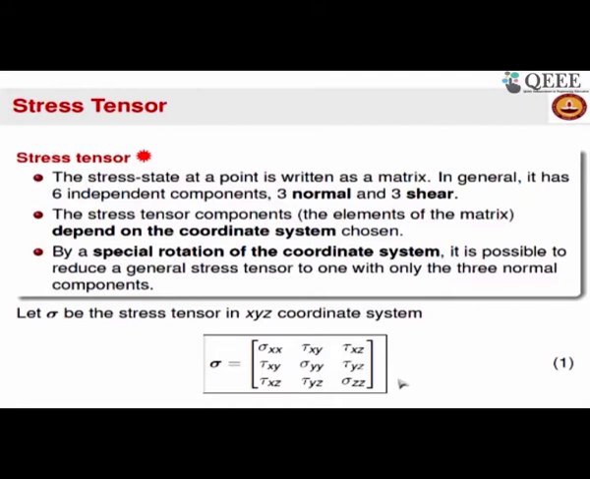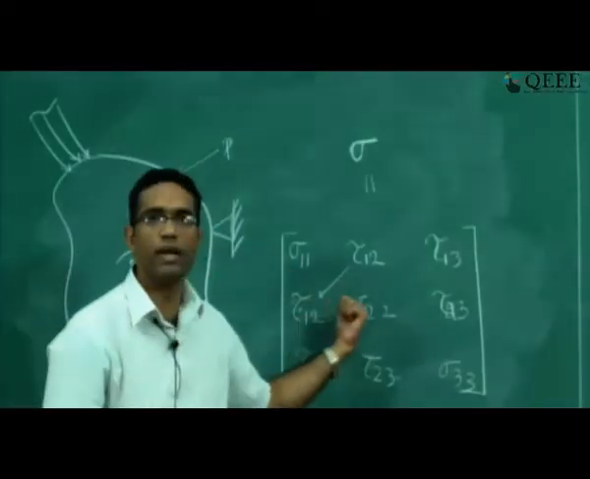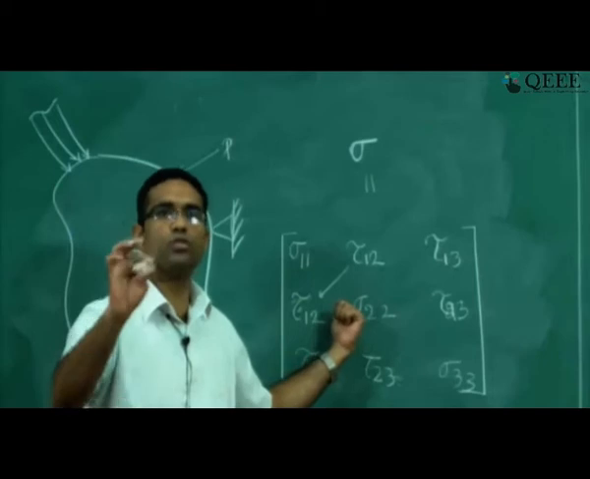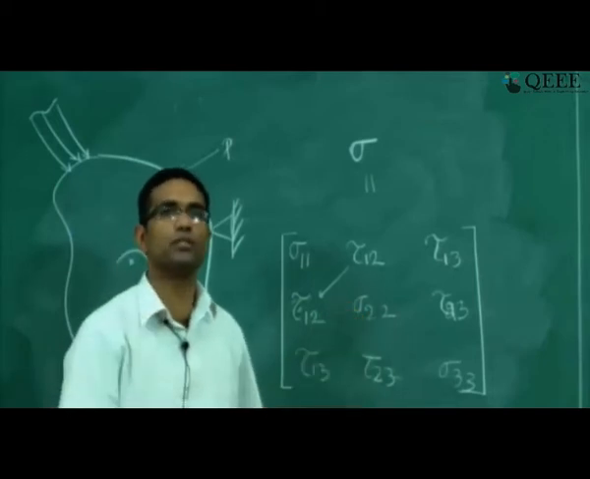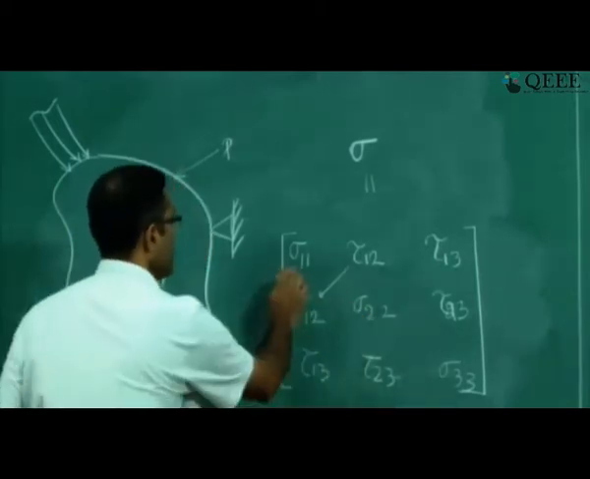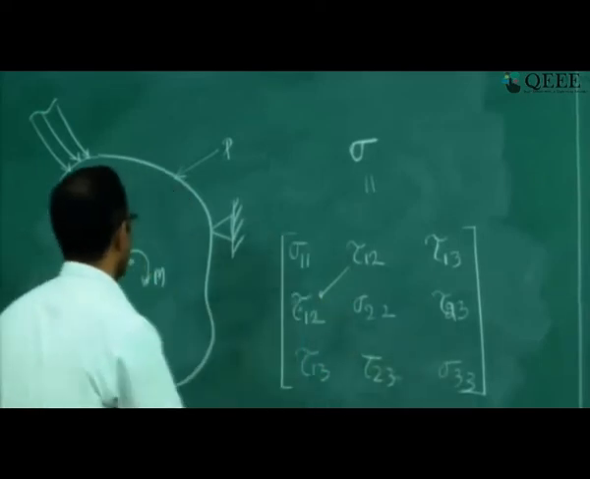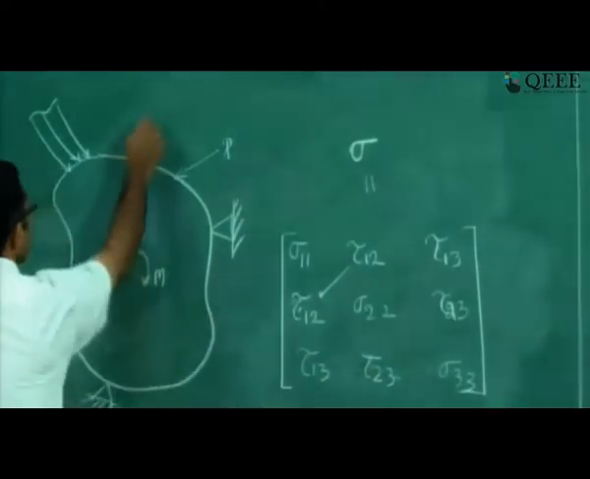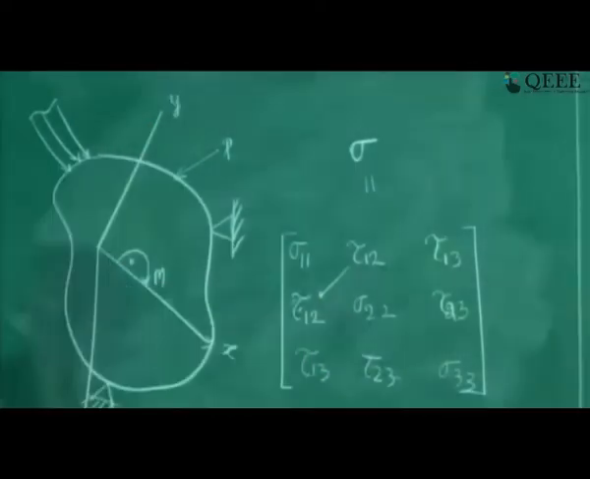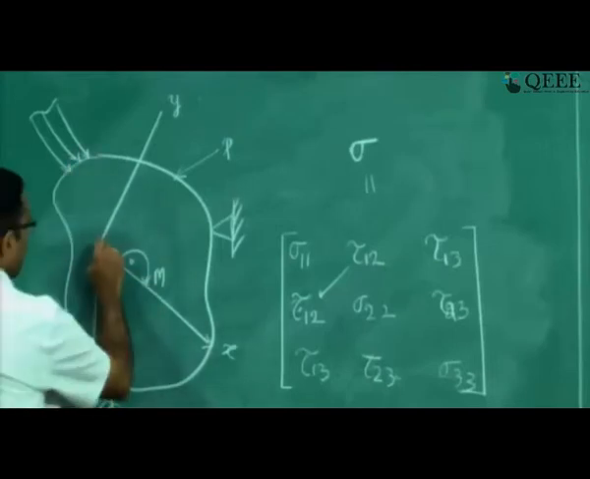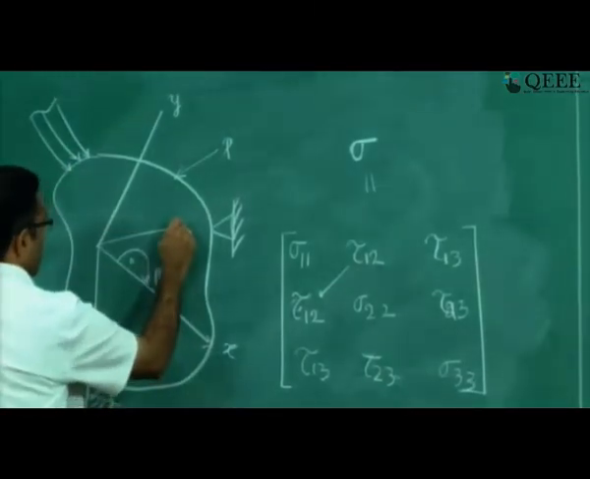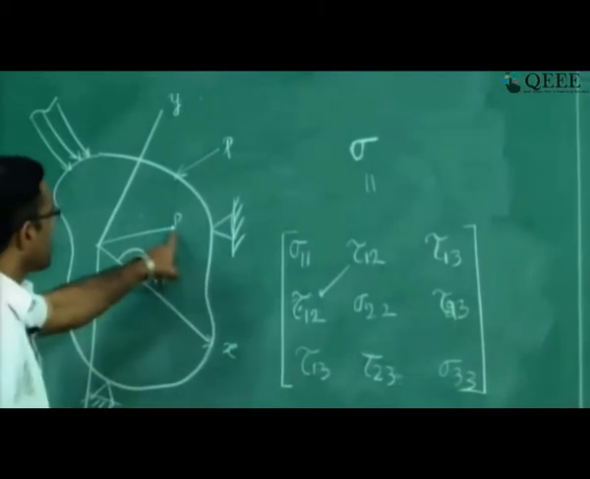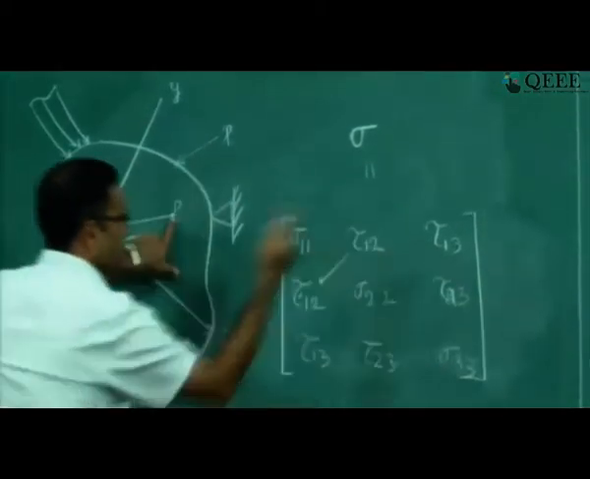One important thing for us to remember is this stress tensor, this physical quantity that we have, also needs a specific coordinate system to write. Okay, it is written in a specific coordinate system. For example, you can have some coordinate system like this. In this coordinate system, the stress tensor at point P is this.